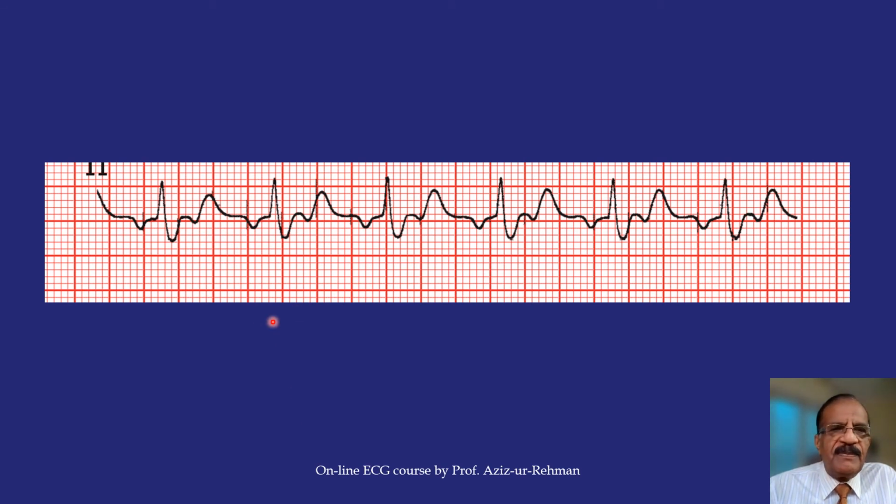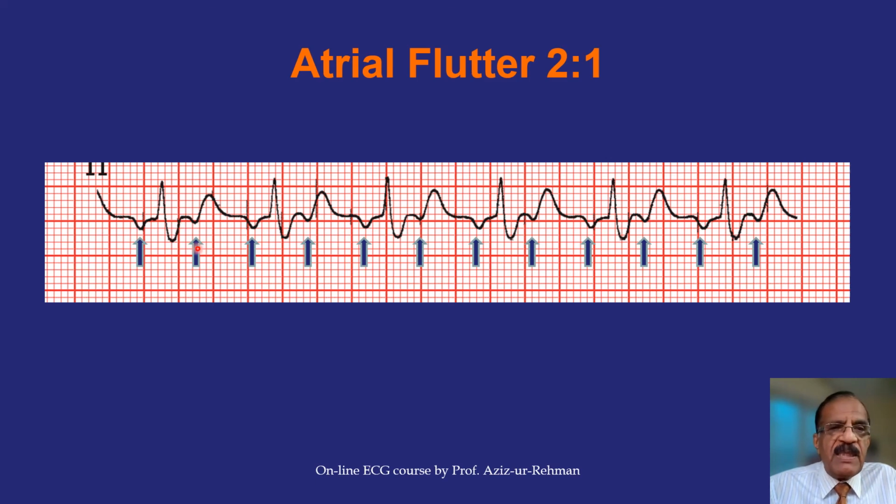What do you see? If you still haven't figured out, I'm going to show you one more thing. Look at this one. What are these arrows? These are P waves. This is P wave followed by QRS complexes. Another P wave, not followed by QRS complex. This one is followed by QRS complex. Then this one is not. So alternatingly, one atrial beat is allowed to pass, the other one is not allowed to pass.